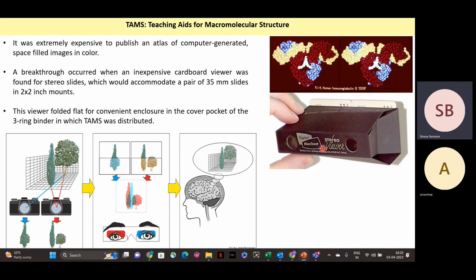If you look at it from only one hole of the stereo viewer, you will not understand the relative orientation properly. But if you look at it from both the holes of the stereo viewer at the same time, then the images created in each eye will superimpose and give you a proper idea of the three-dimensional orientation of the biological macromolecule.